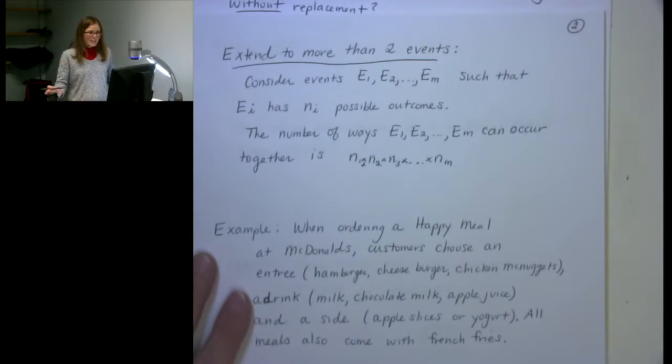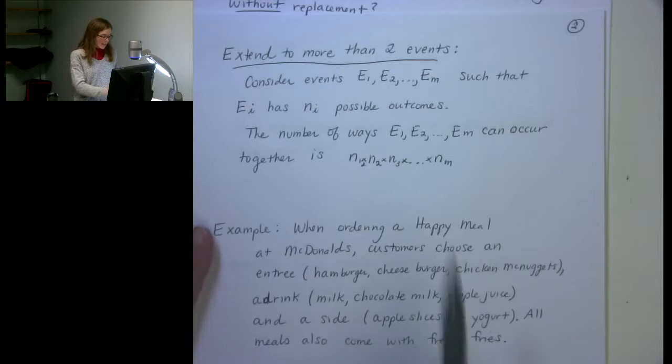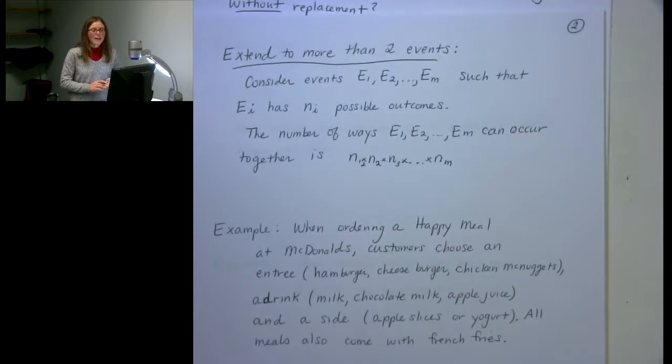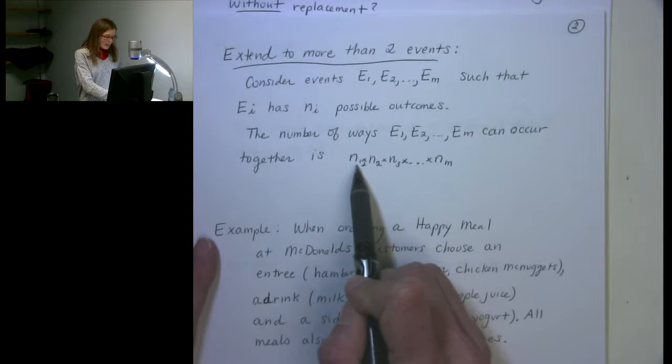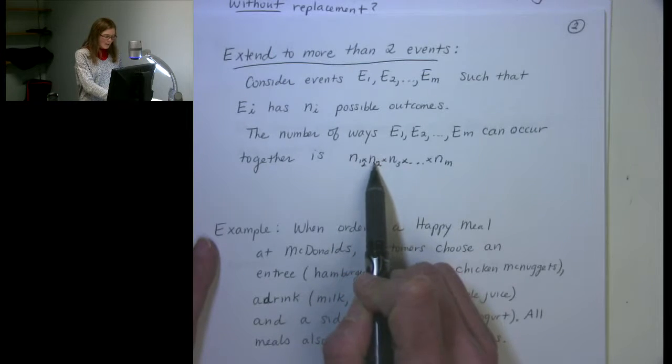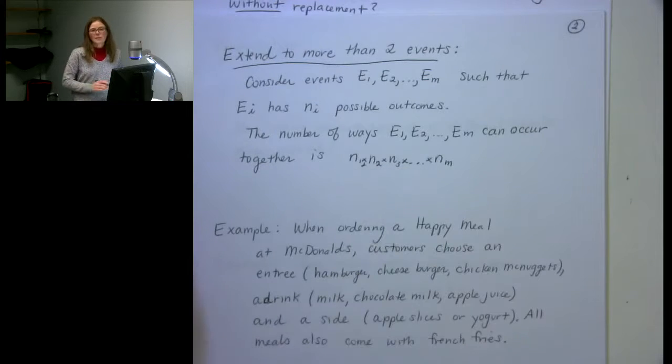We can actually extend this to more than 2 events. If we consider M events, E1, E2, up to EM, such that each one has a number of possible outcomes denoted by N sub I for event I, then the number of ways that those M events could occur together can be found by just multiplying the number of ways event 1 can occur by the number of ways that event 2 can occur, and continuing this process until we've multiplied by the number of ways that the mth event can occur.